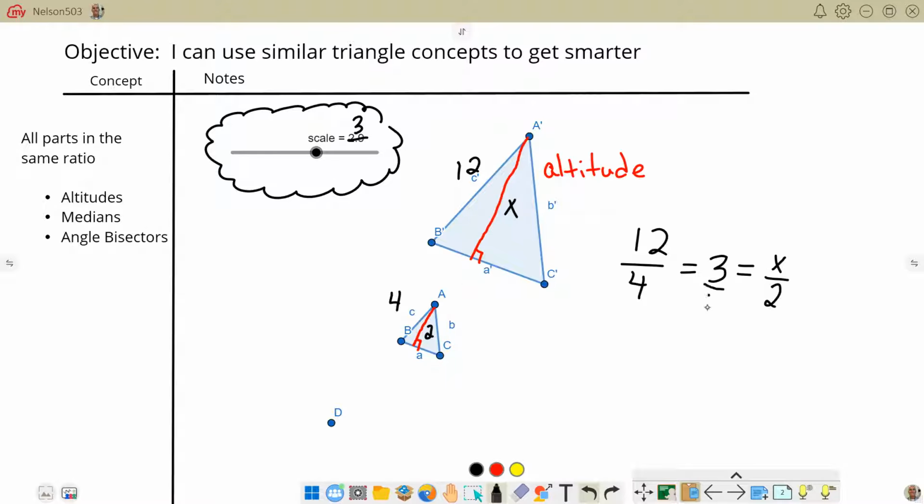And this is like 3 over 1. So what could I do right here to get the x by itself? Right now it's x divided by 2, so I'm going to multiply both sides by 2, right? So we'd have x over 2 times 2 is equal to 3 over 1 times 2, and these 2's divide to 1, and so now we've got x equals 6.